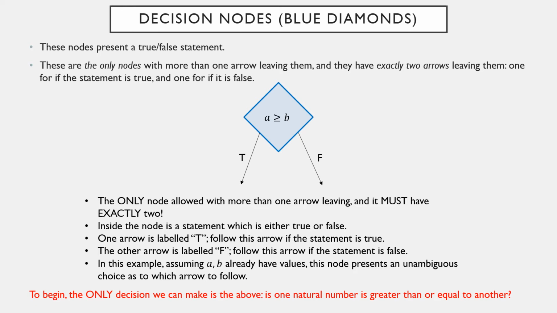So what decision nodes are we allowed to use? Okay, I already mentioned the only computation we're allowed to do for now is to add 1. The only decision we're allowed to make for now is the one that's above. If you have 2 natural numbers, determine if one is bigger than or equal to the other, that's the only decision. So if you ask something like, is x prime? I have no idea how to evaluate that yet.